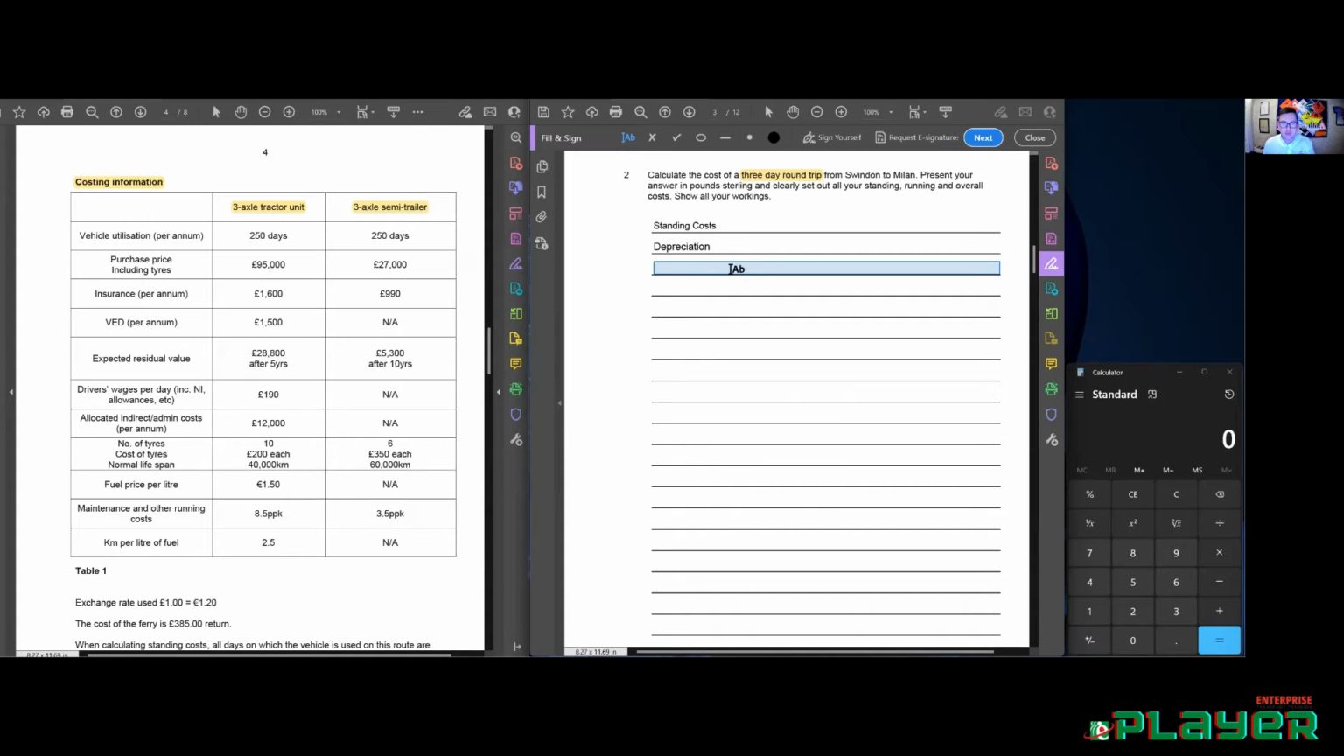So depreciation. First of all, I'm going to do the tractor unit because that's the first one. The way I work out my depreciation is I need to take, first of all, the purchase price, which in this case is 95,000. However, this tells me it includes the tyres.